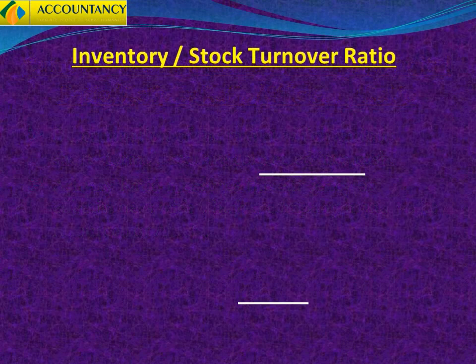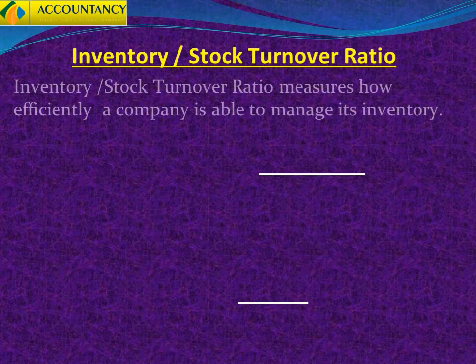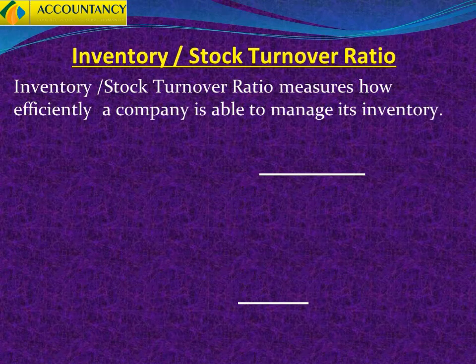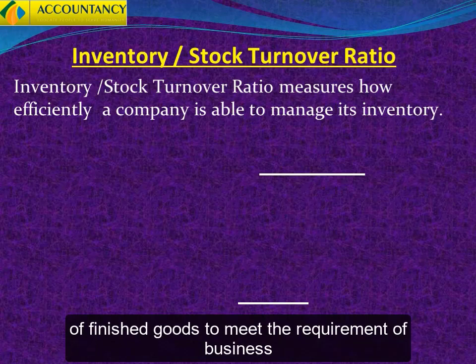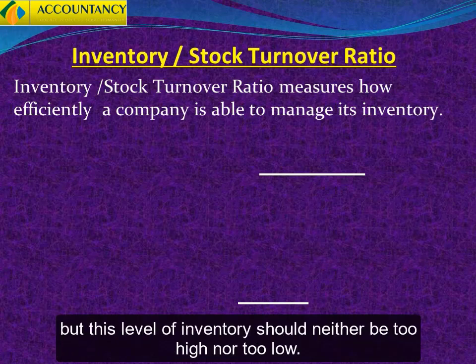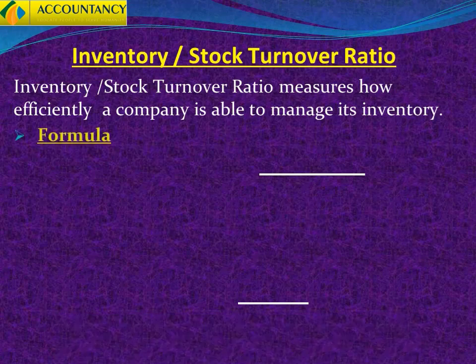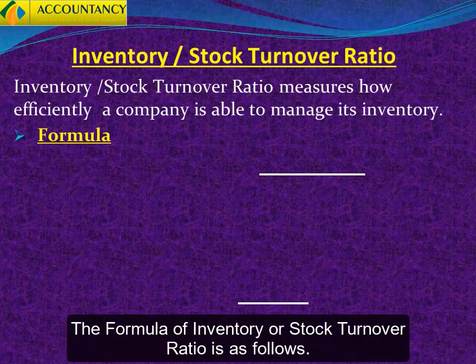Inventory or stock turnover ratio. Inventory or stock turnover ratio measures how efficiently a company is able to manage its inventory. Every company maintains a certain level of inventory of finished goods to meet the requirement of business, but this level of inventory should neither be too high nor too low.